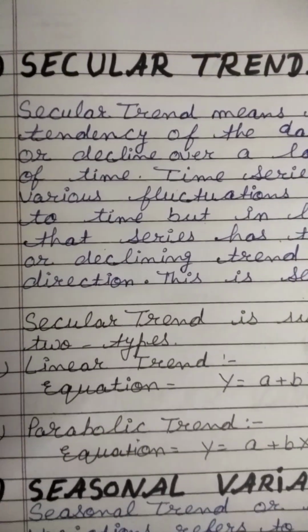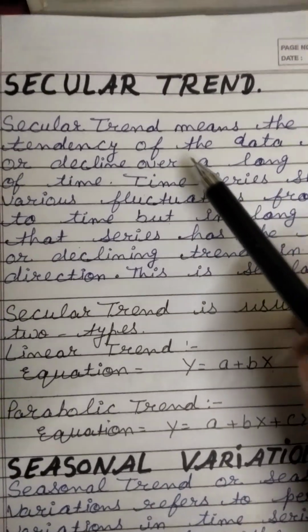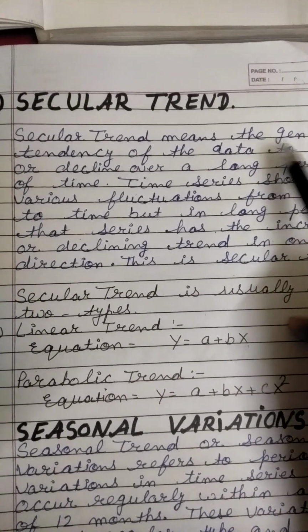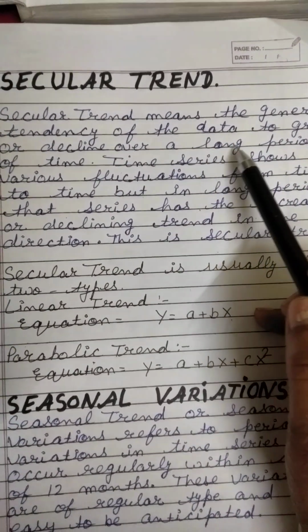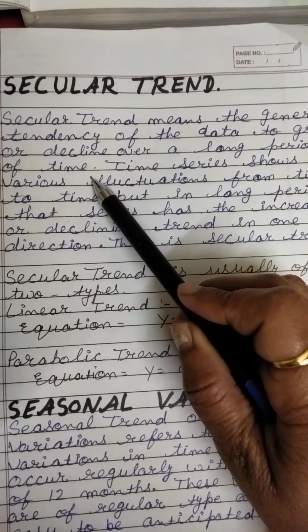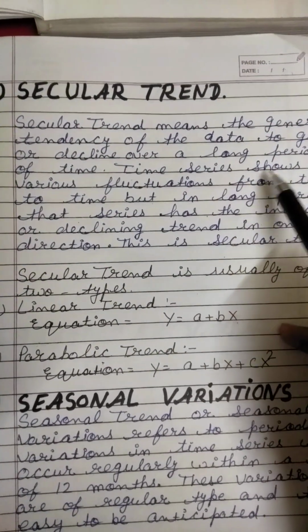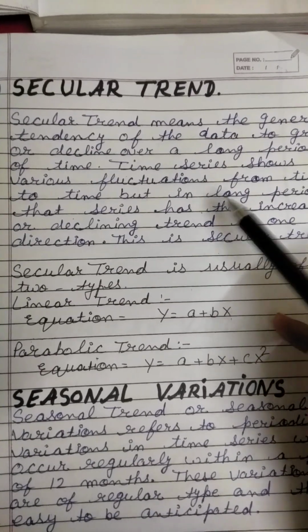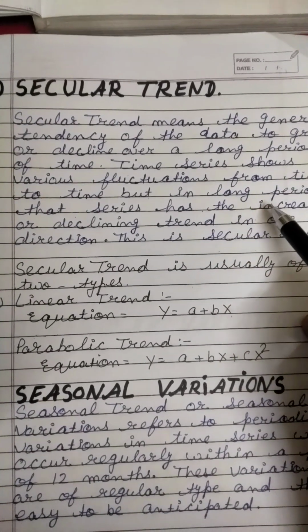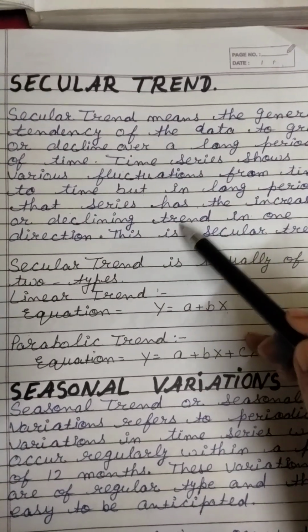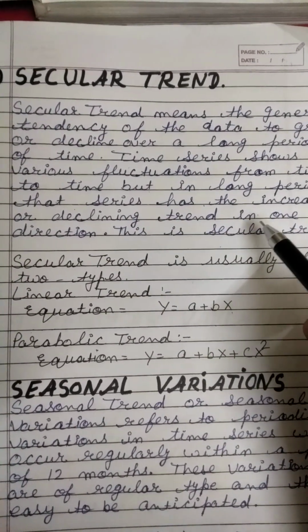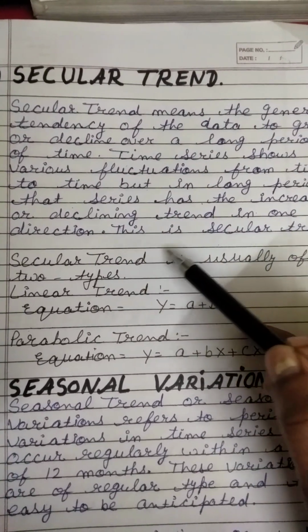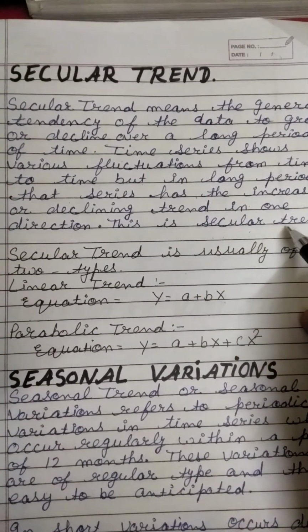Now let's begin with the secular trend. What is the secular trend? Secular trend means the general tendency of the data to grow or decline over a long period of time. Time series show various fluctuation from time to time, but in long period that series has the increased or declining trend in one direction. किसमें? In one direction. This is known as secular trend.